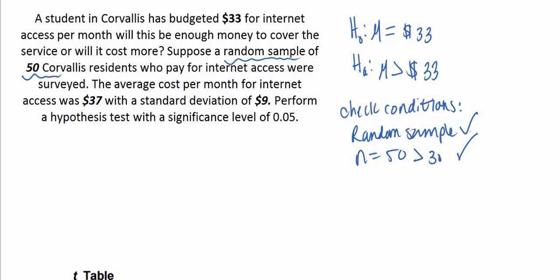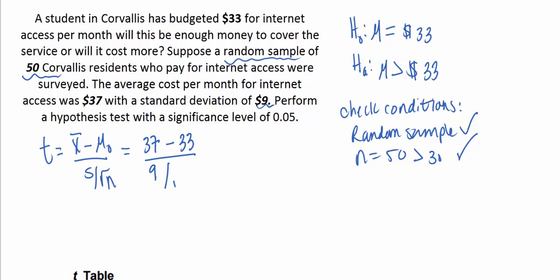Now we should calculate our t-test statistic. So t is going to be equal to x bar minus our claim divided by s over the square root of our sample size. In this case, our sample mean is 37. Our claim is 33. The sample standard deviation is here as 9. And the sample size was 50. This will be equal to 4 over the denominator or standard error of 1.27, giving us a t-test statistic of 3.14.